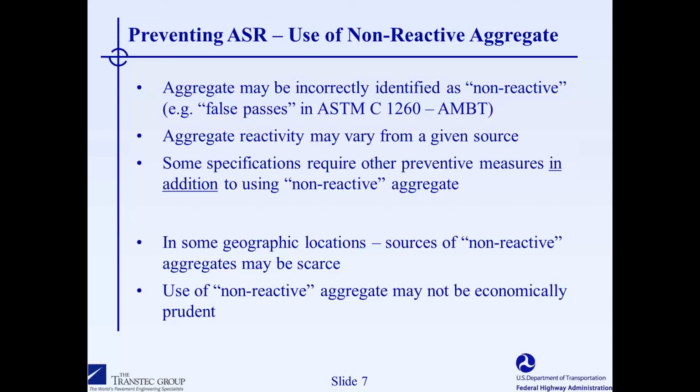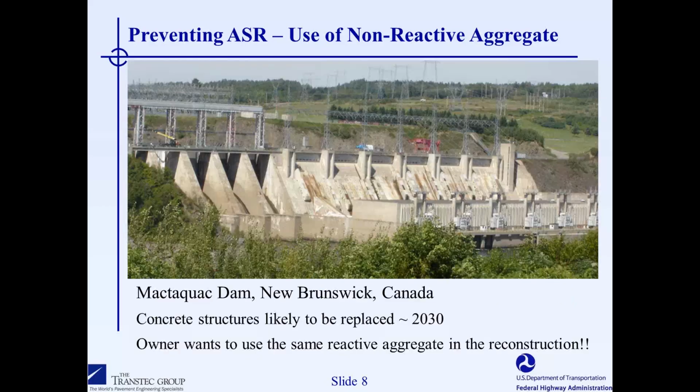In addition to tests identifying the aggregate as being non-reactive, another problem is, of course, that we may find ourselves in geographic locations where the sources of non-reactive aggregates may be scarce, possibly even non-existent. And in such cases, we may really need to consider marginally reactive aggregates that otherwise behave well in concrete. And we may need to look towards other preventive measures to allow us to use these aggregates safely.